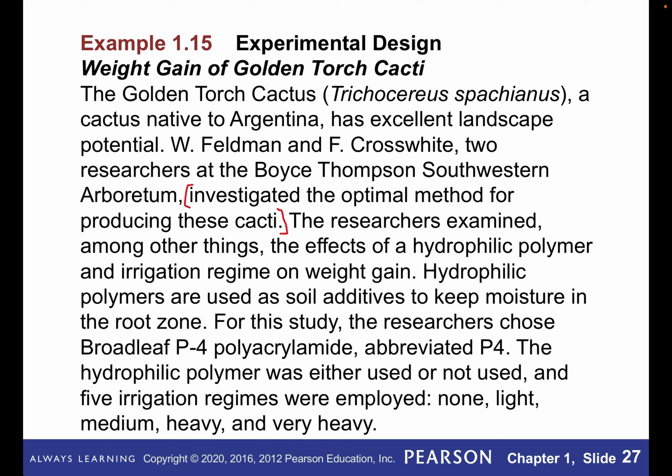And we're told here that these polymers are used as soil additives to keep the root zone moist. And so anyway, they chose to use this P4 polymer. And so we have one factor that indicates whether this polymer was used. The second factor is the irrigation, how much water was used.